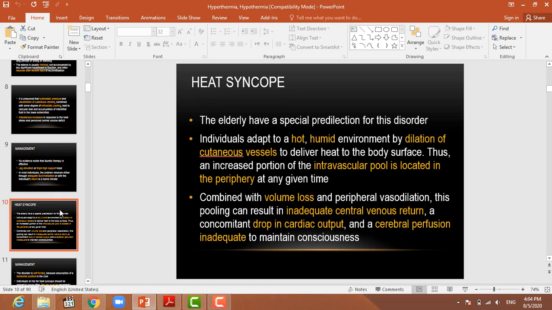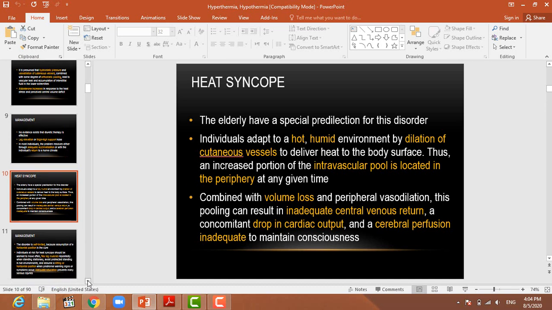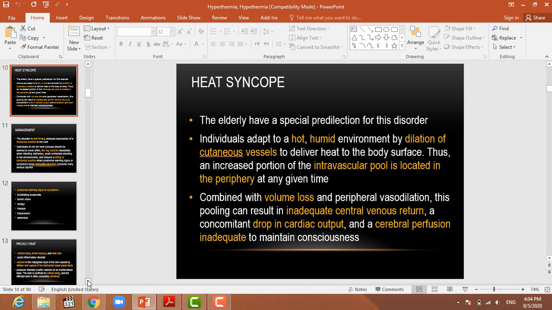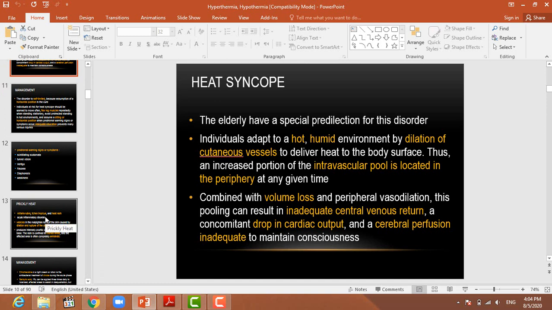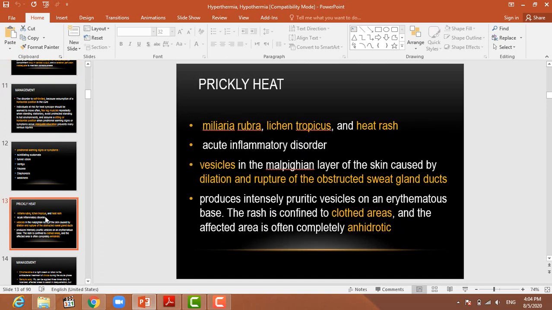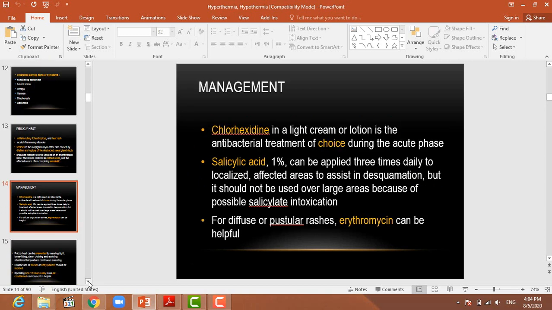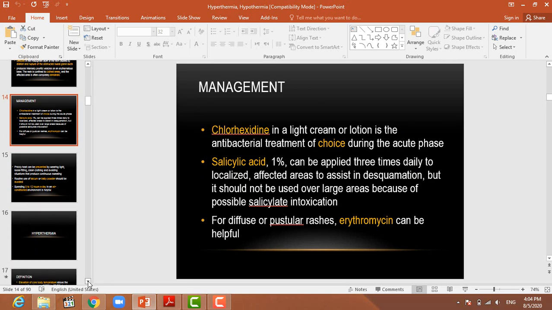These are all the slides concerned with heat syncope, which I have told you earlier, and their management. We are not concerned with the details of all these things. And here is your concern with prickly heat, which has different names: lichen tropicus, heat rash, and miliaria rubra. These are all the different names for prickly heat.